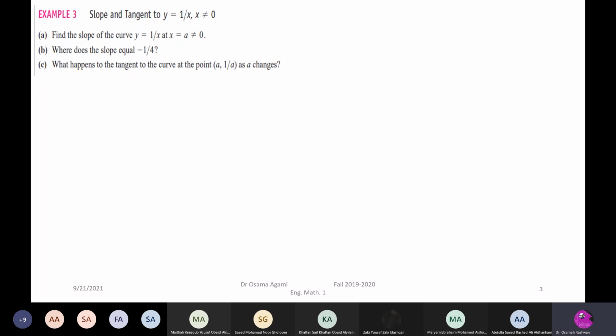Let's go for this one. How to find the slope and the tangent to this one, right?